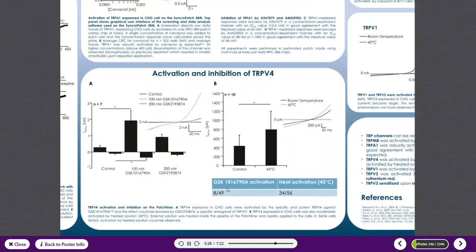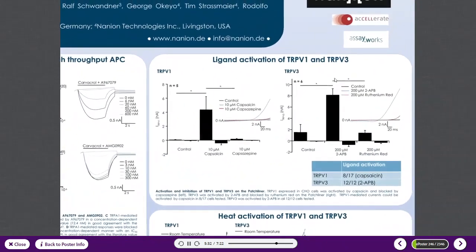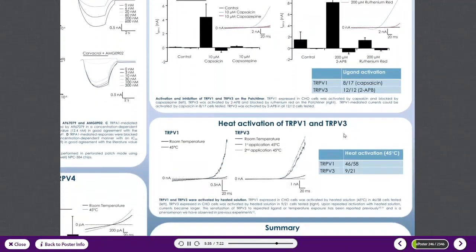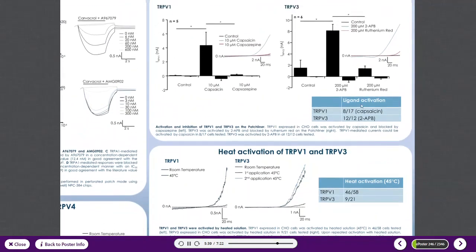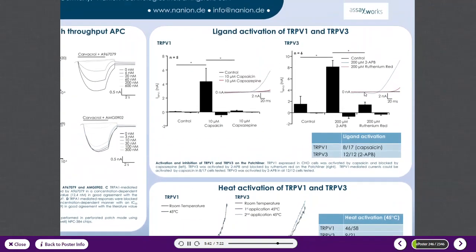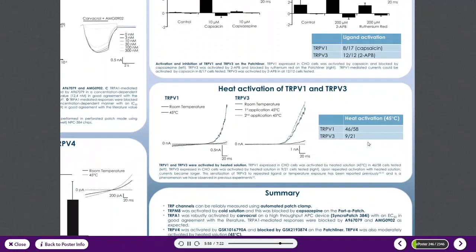Finally, we recorded TRPV1 and TRPV3 using either ligand, shown on the top right panel of the poster, or using heated solution, shown in the middle right panel. Capsaicin was used to activate TRPV1, and this was blocked by capsazepine. 2-APB was used to activate TRPV3, and this was blocked by ruthenium red. Both TRPV1 and TRPV3 could be activated by heated solution at 45 degrees C. TRPV3 activation sensitized to repeated activation by heated solution. With repeated application, current size increased. This has been reported in the literature and is a phenomenon we have seen previously with TRPV3.